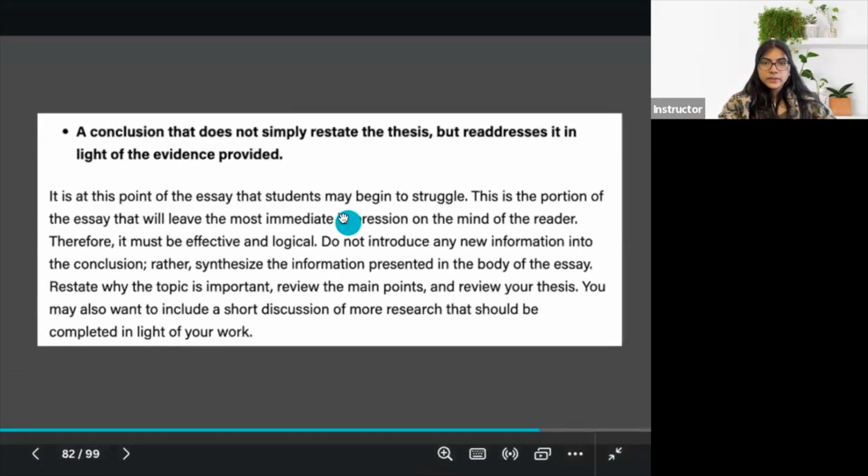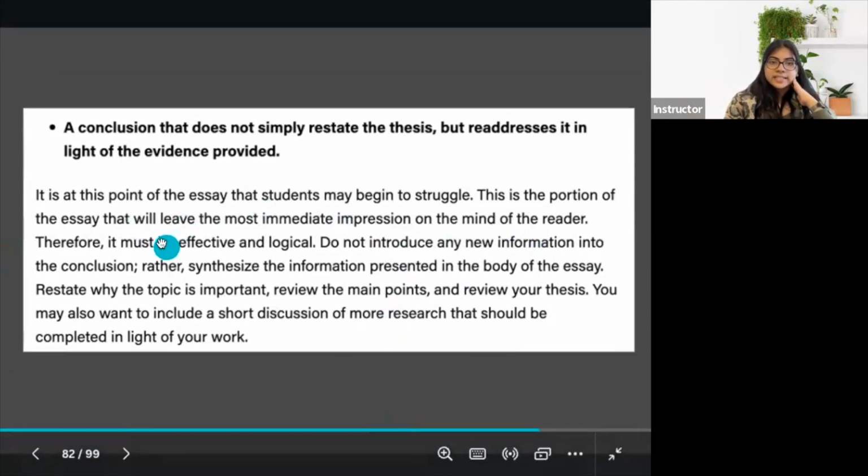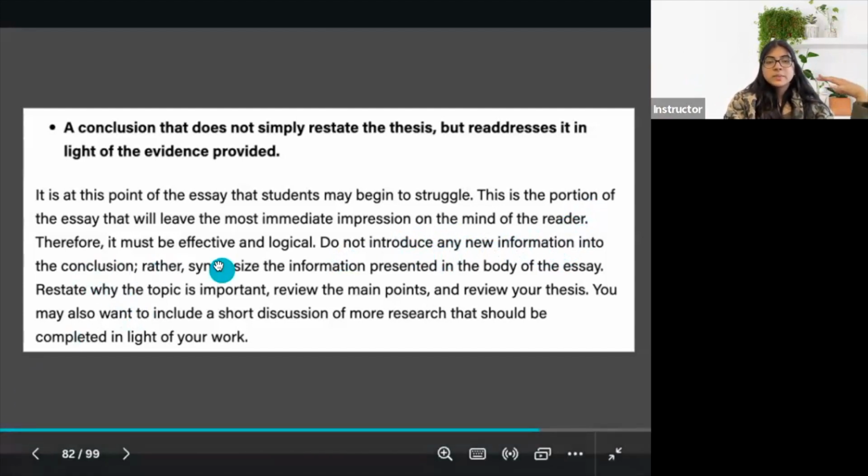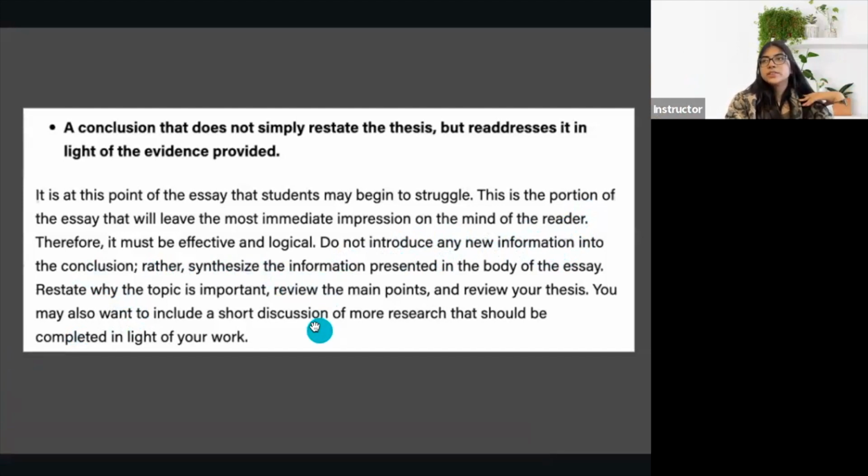Okay, so your conclusion. This is the portion of the essay that will leave the most immediate impression on your reader. This is why a lot of people like to end their conclusion with a rhetorical question or a thought-provoking statement or question, so that is something the reader can leave with. So that's why it must be the most effective and logical. You don't want to just summarize everything that was stated in your essay. You want to answer the so what question and leave them thinking. So don't introduce any new information.